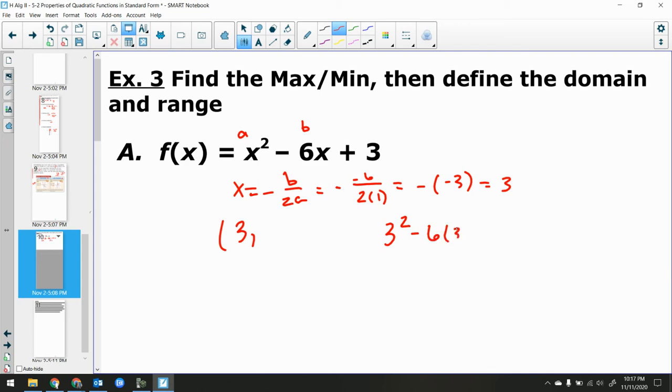3 squared minus 6 times 3 plus 3. This is 9 minus 18 plus 3. Negative 9 plus 3 is negative 6. Okay. Now, that's my vertex. Is it a maximum or is it a minimum? Well, it depends on whether it opens upward or downward. Since a is positive here, it's going to open upward. Okay. So now that means that this is a minimum point.